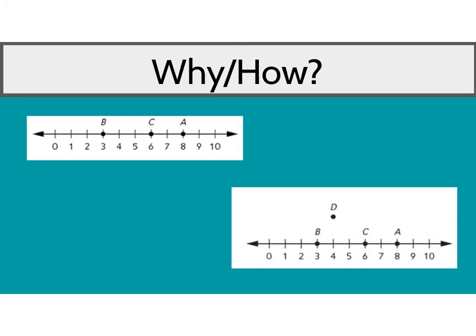But what if I told you that there is another way that we can locate any point in a 2-dimensional space, even a point that's not on the number line, by drawing 2 number lines that are perpendicular, or at right angles? You might be wondering what in the world I'm talking about. So let's have a look.